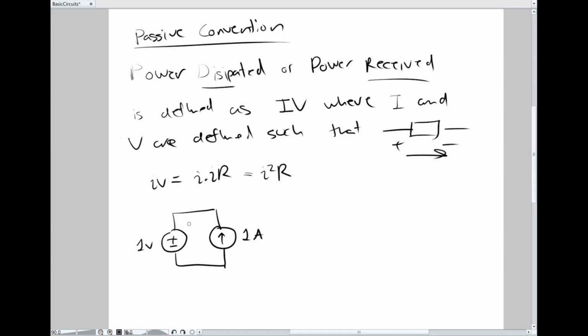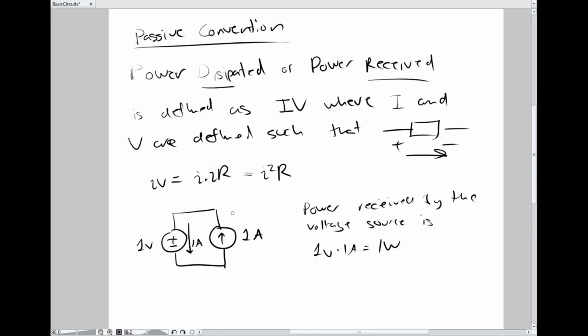Well, for the voltage source, I know that this is 1 amp because it's 1 amp going around the loop, and that's already defined according to voltage drop. So the power received by the voltage source is 1 volt times 1 amp, which is 1 watt. It's receiving power, even though it's a source. You can think of this maybe as a battery being charged.